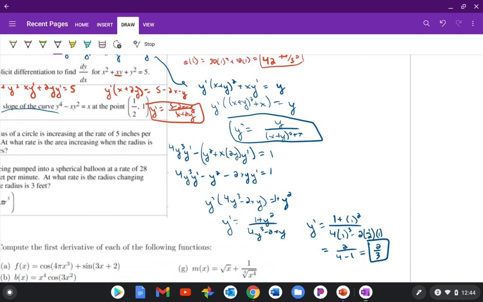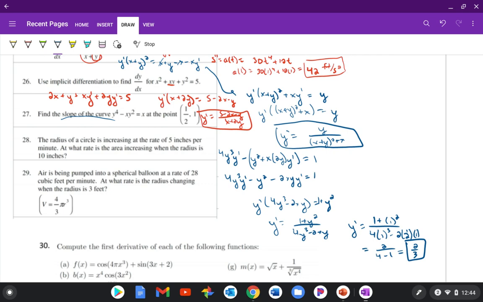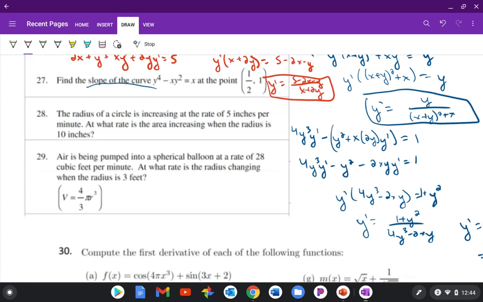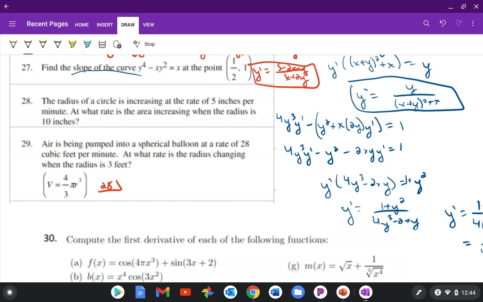All right. It's a pretty intense problem, but that is one that you could definitely see on the AP test. All right. The next two are what we call related rates problems. Let's maybe move 28 down here. So for 28, radius of a circle is increasing at the rate of 5 inches per minute. So I'm going to call that dr dt.